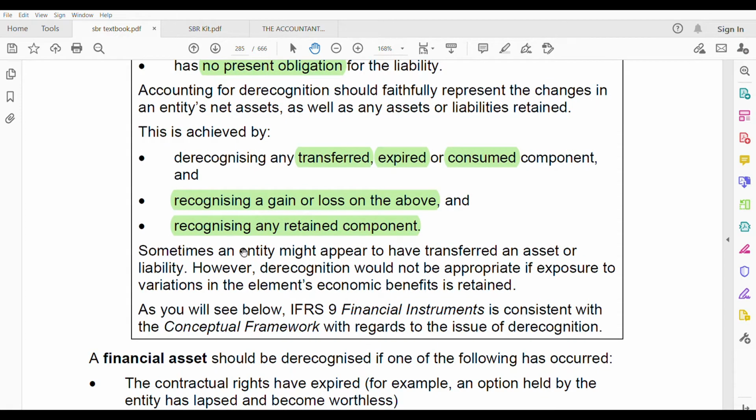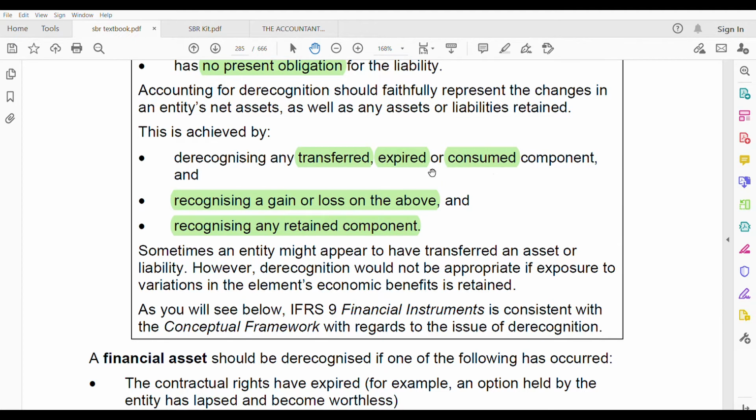Sometimes an entity might appear to have transferred an asset or a liability, right? But still, the derecognition is not appropriate. Why? Because of the exposure to variations in the element's economic benefit. That means even if they have given the asset or the liability, the cash flow, the economic benefit, the cash that they have to receive or that they have to pay, they are still retaining it. They're still receiving the cash, or they have to pay the cash, the economic benefit, right? So if that is retained, then you still cannot derecognize even if you have transferred an asset or a liability.